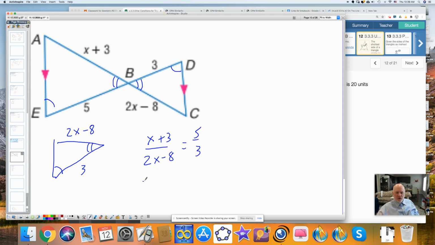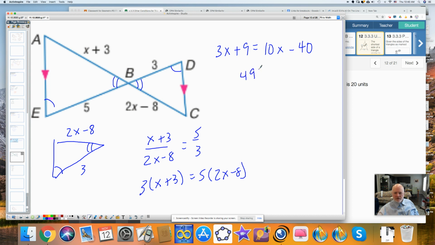Cross multiply. 3 times x plus 3 is equal to 5 times 2x minus 8. When I expand this, I get 3x plus 9 is equal to 10x minus 40. Subtract 3x from both sides, add 40 to both sides. 49 is equal to 7x. X is equal to 7. If I asked for this side length, which might be another question, I would have to substitute it back in. This side length is 10. This side length is 6.